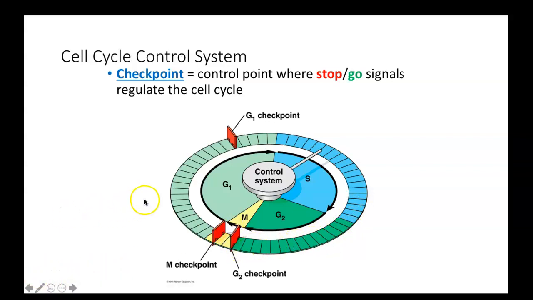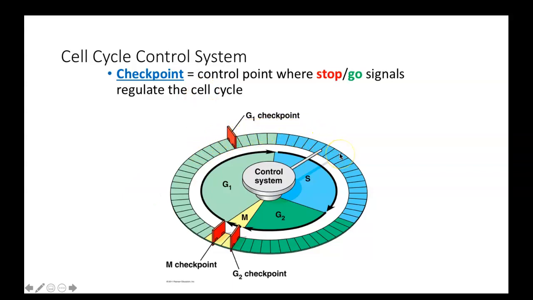So throughout that G1, S, G2, M, we have these things called checkpoints. These checkpoints are where proteins will come in and check, okay, are we good to go? Is everything made properly? Can we safely move on to the next phase of the cell cycle? So there are stop and go signals that regulate the cell cycle. Usually, if there's something wrong at a checkpoint, the cell will undergo apoptosis. If nothing's wrong at the checkpoint, then the cell proceeds to the next phase.